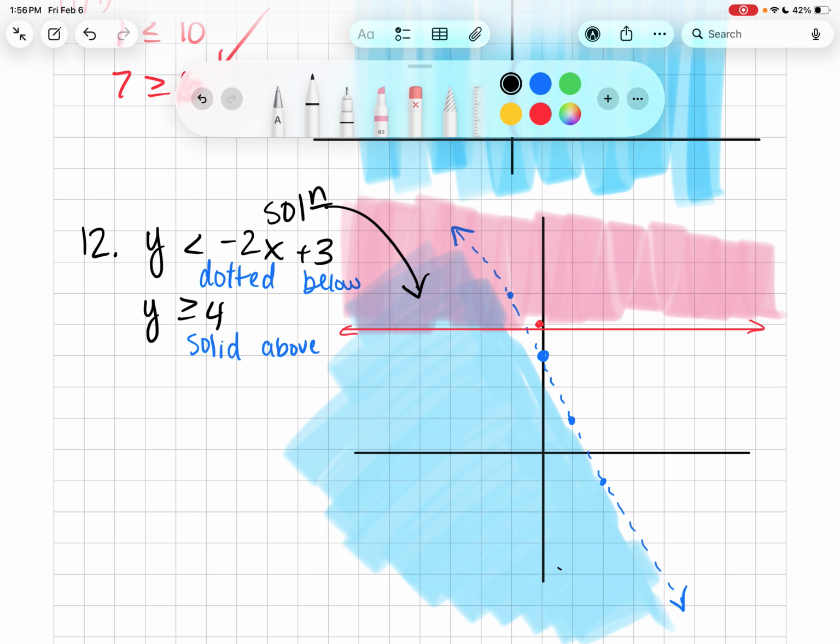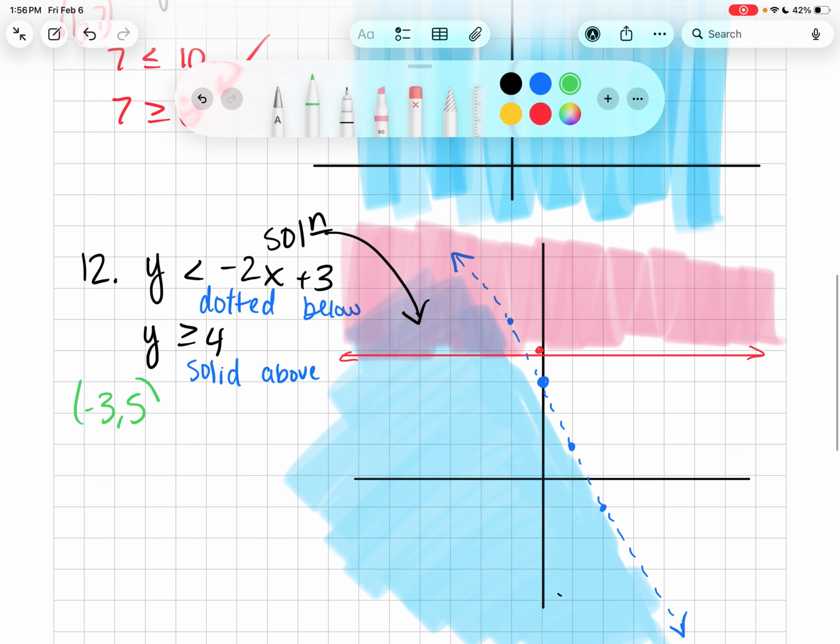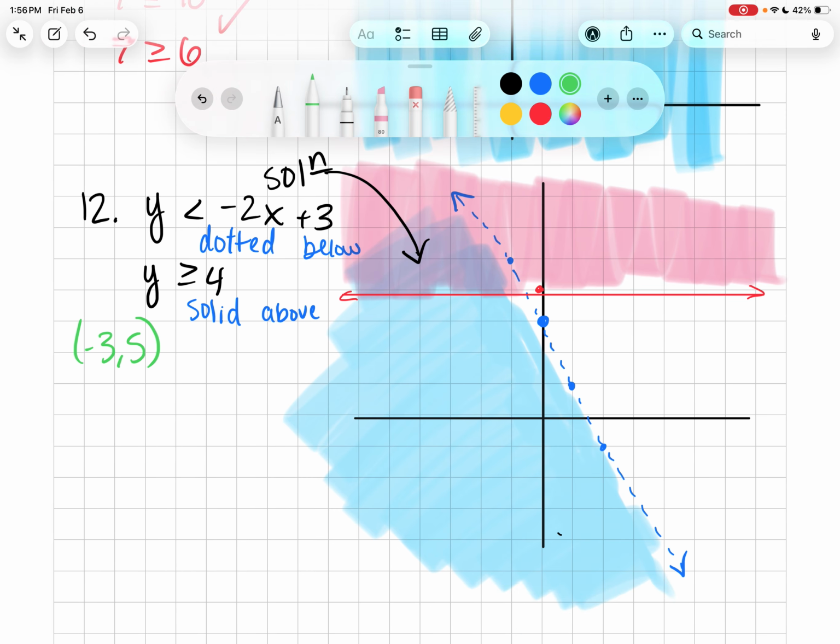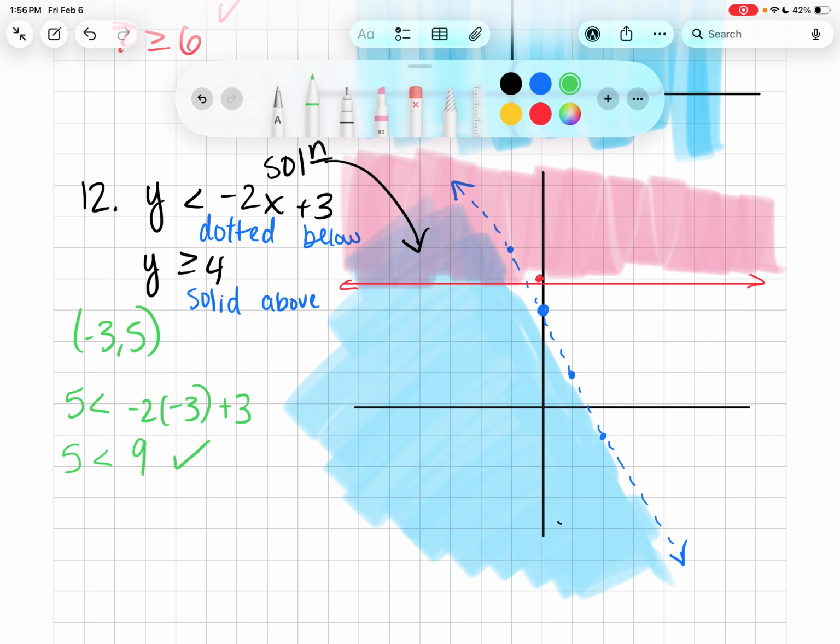Now, if I wanted to check a point for this one, I could maybe check the point -3, 5. So I plug that in. So I've got 5 is less than -2 times -3 plus 3. So 5 is less than -2 times -3 is +6 plus 3 is 9. Well, 5 is less than 9, so that works. And then using the same point in the other one, I only need the y value. 5 is greater than or equal to 4. Well, that's also true. So I know then that I've shaded in the correct spot.